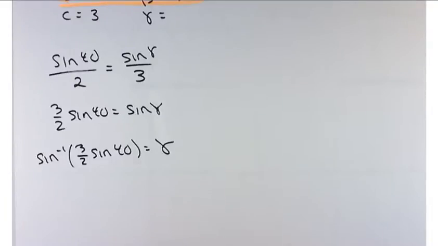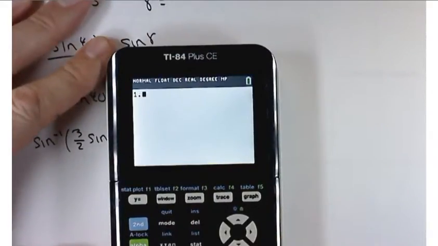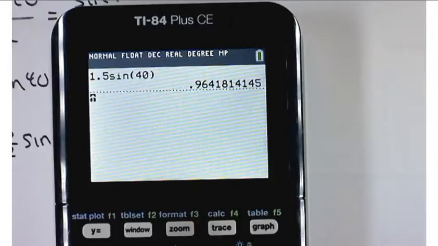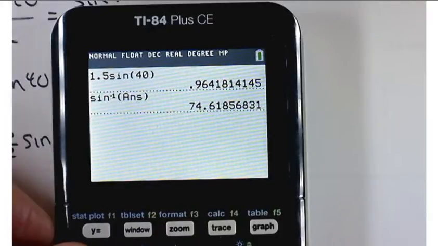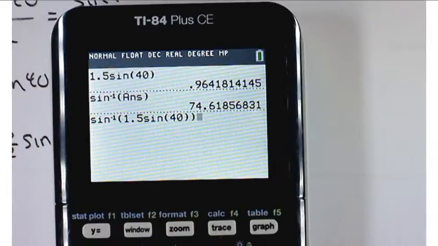Okay. So let's do that on our calculators. I'm going to do 1.5 because I'm too lazy to type in 3 divided by 2. 1.5 times the sine of 40. And then I'll do second sine inverse of my previous answer. Look, there's nothing wrong if you want to do it all in one go: sine inverse of 1.5 times the sine of 40. Make sure you nest all your parentheses correctly. That's fine. It gives you the exact same thing. Just wanted to show that you have options here.